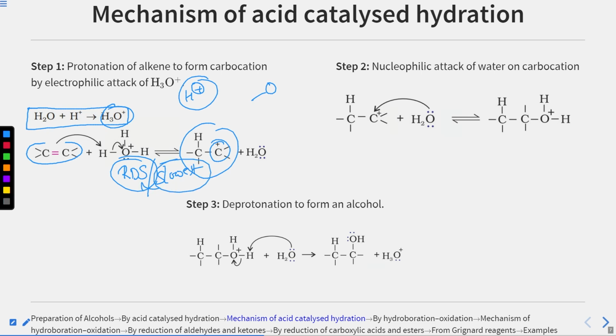Now both things are similar. Not similar, but rather these two things go hand in hand. If a step is the slowest step in a reaction mechanism, then that step will be the RDS. RDS means rate determining step, the step that determines the overall rate of reaction, the speed of reaction, that is, how fast or how slow that reaction will go.